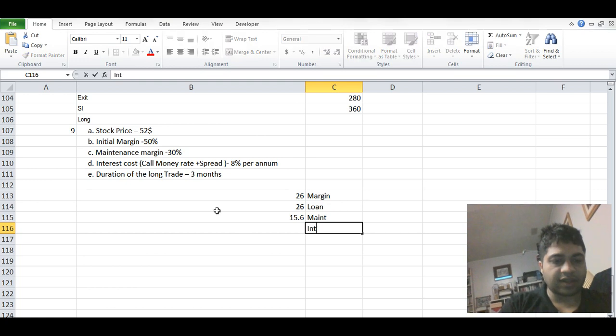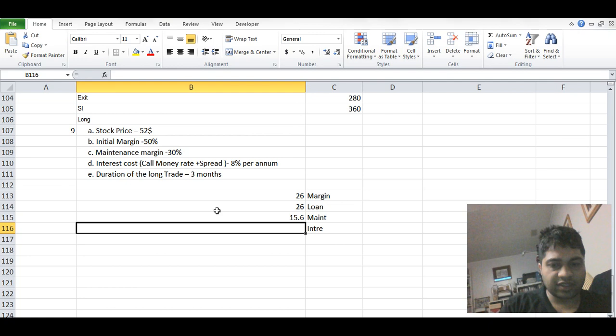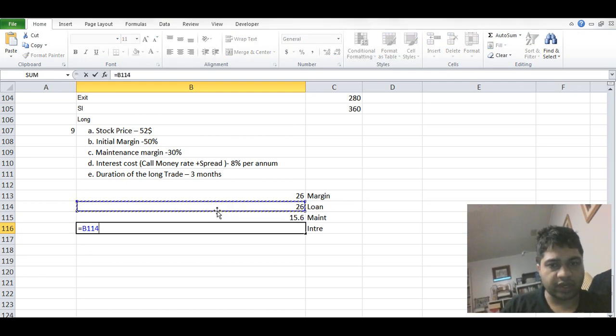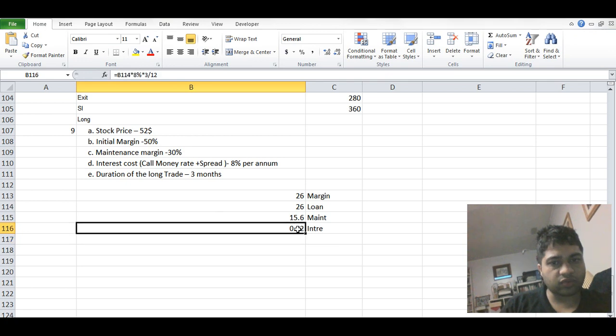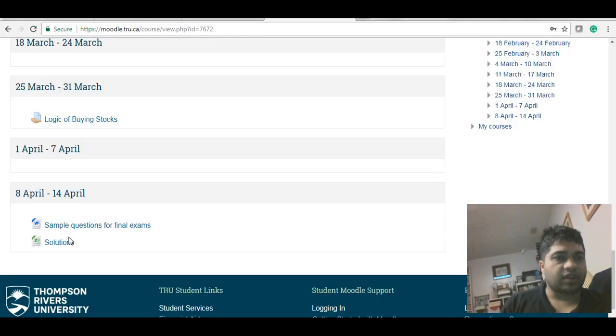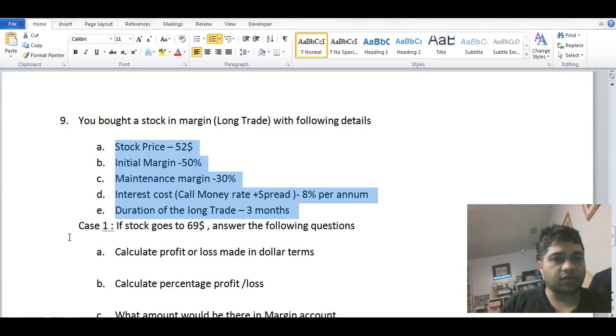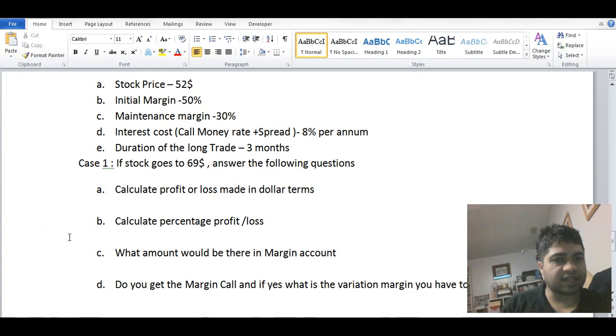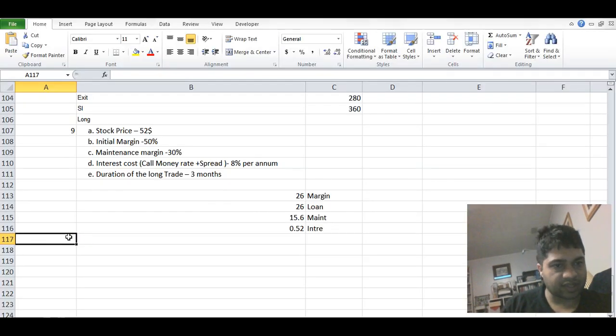Then the interest that you are paying on this trade. Interest is paid on the loan. So $26 is the loan, multiplied by 8% is the interest, but this is annual interest, right? You are trading only for 3 months, so 3 divided by 12, that is the interest. Okay, now what are they asking you? They are asking you dollar terms profit, percentage terms profit. So let's calculate that first.